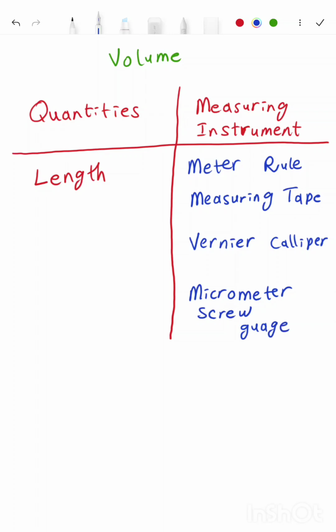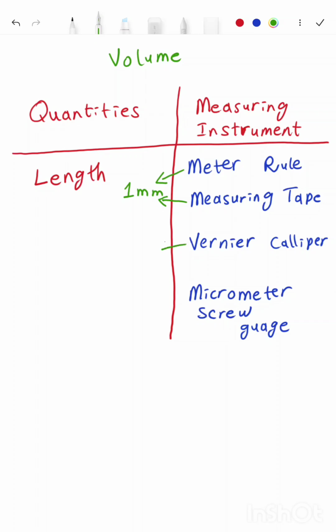Now, what is the difference between all of these instruments? The difference is very simple. All of these instruments can measure the length, but they have different accuracy, which means that some of these instruments will be more accurate and some will be less accurate. For example, the meter rule can measure the length up to 1 millimeter, and similarly, the measuring tape can also measure the length to 1 millimeter. So it cannot measure the length to an accuracy below 1 millimeter.